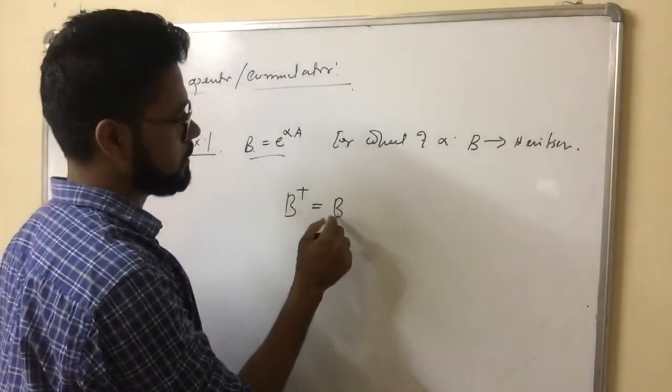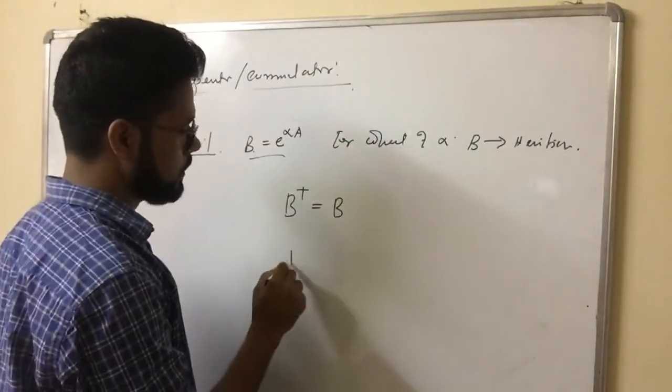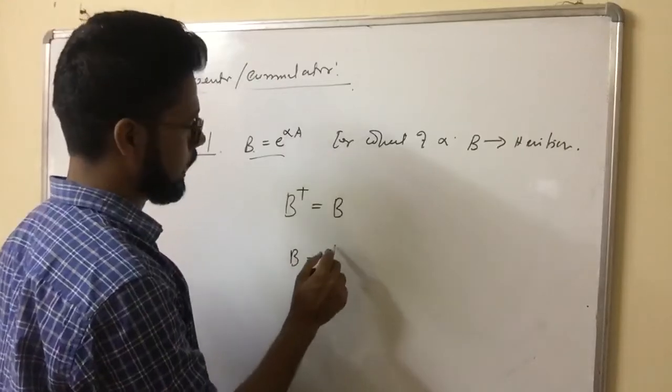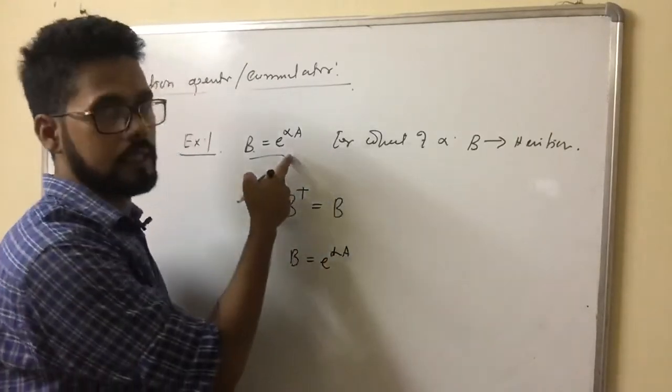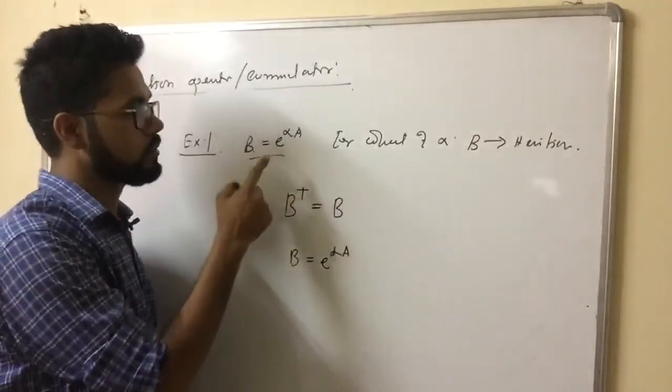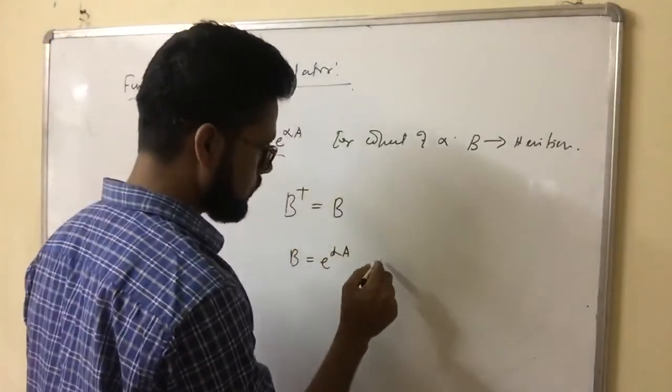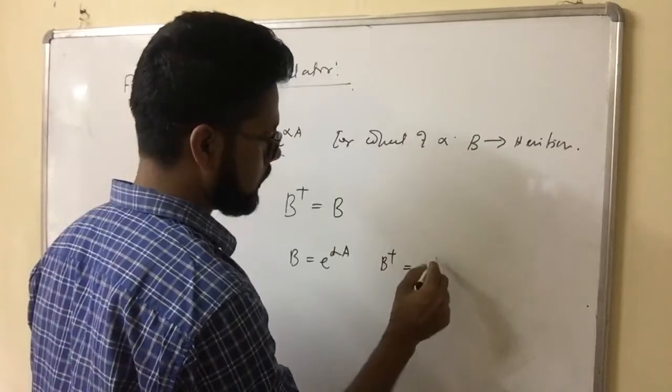We have to find B dagger. So how will you do it? B equals e to the power alpha A. A is already Hermitian; in the question it is mentioned A is also Hermitian. So B dagger equals how much? e to the power alpha A dagger.